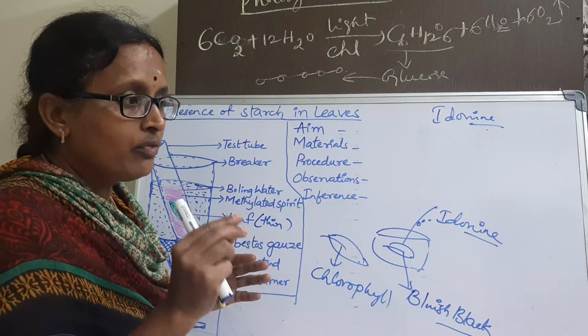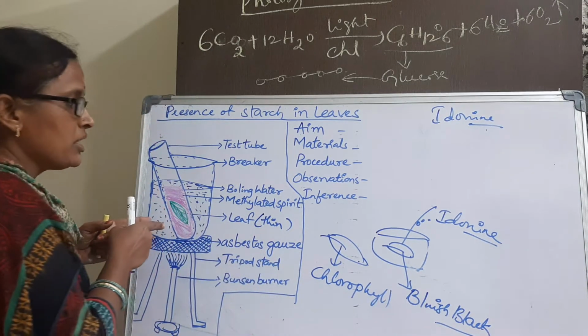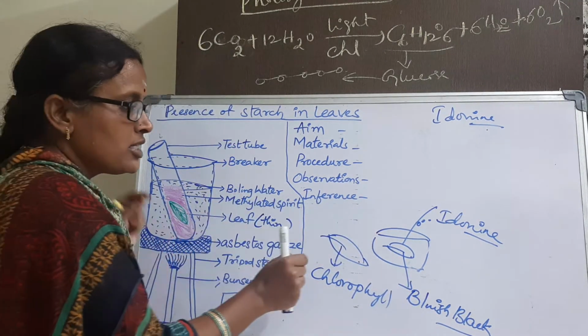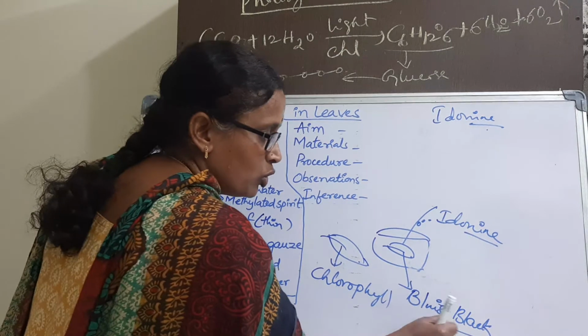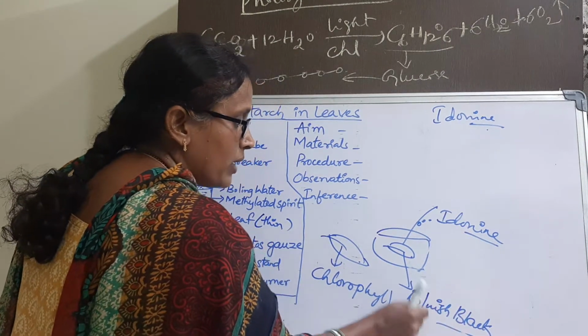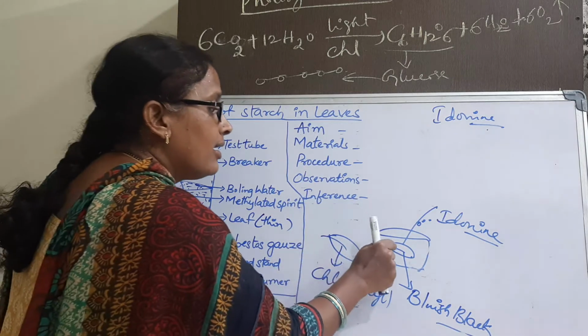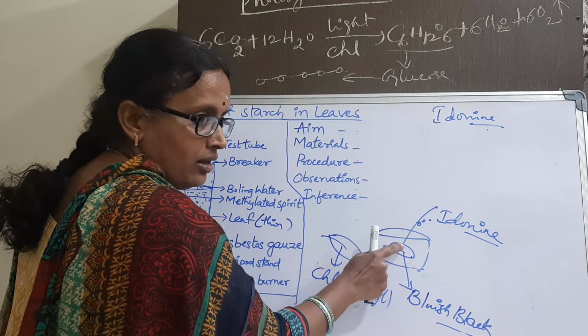If you keep the leaf in a dark room for many days, and then collect that leaf and do the same experiment, you won't get the bluish black. If starch is present, then only it gives the bluish black. So by observing this color, we confirm that starch is present in the leaf.